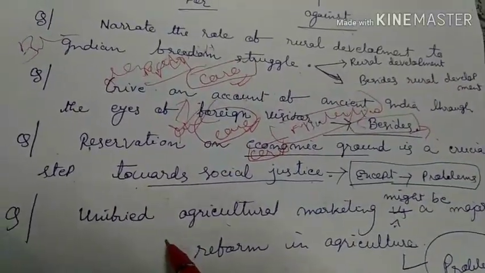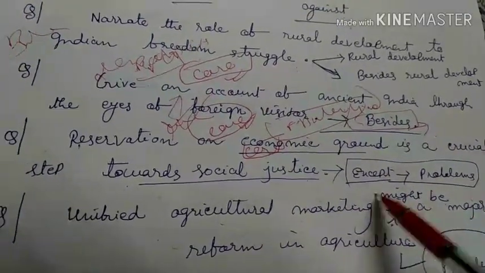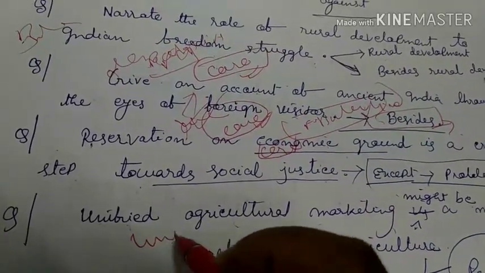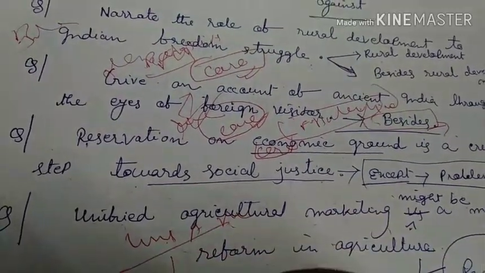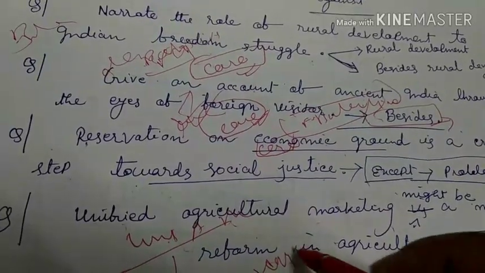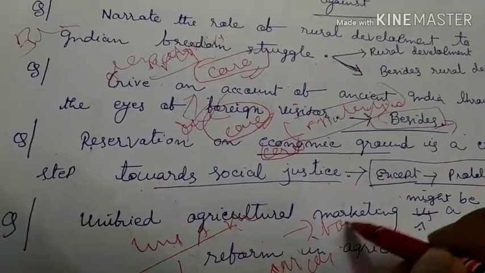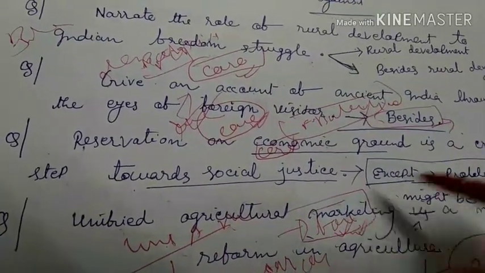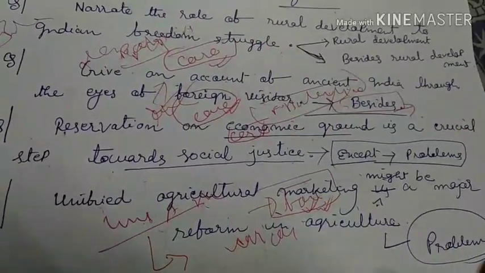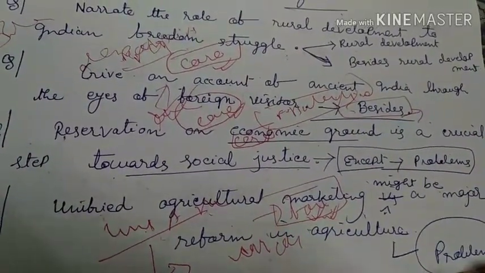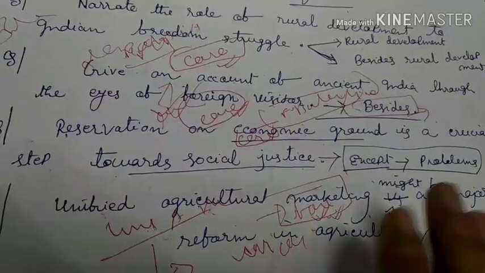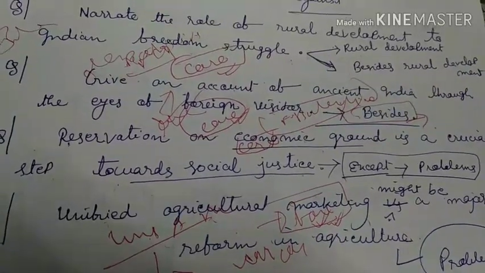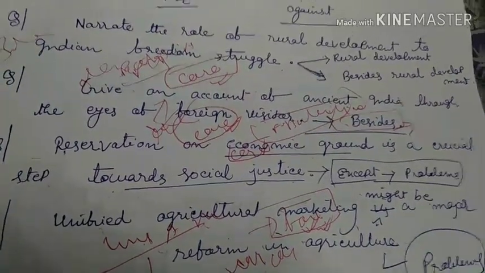Let's see another question. Unified agricultural marketing might be a major reform in agriculture. The question is asking how unified agricultural marketing has helped in agriculture. This is the core of the question. That means the requirement of the question is more about the positive side. Then in a balanced line, we have to show what other problems there might be regarding unified agricultural marketing, or besides unified agricultural marketing, what other ways there might be to achieve major reform in agriculture.